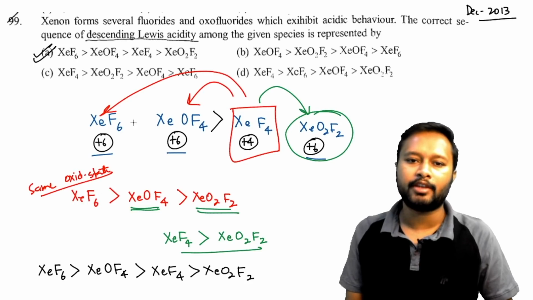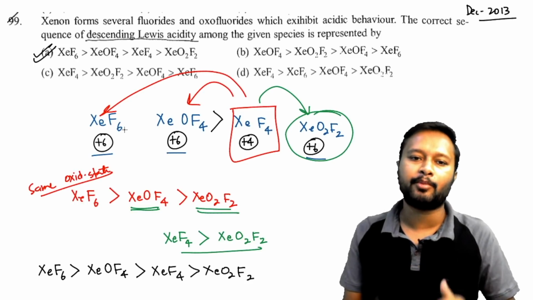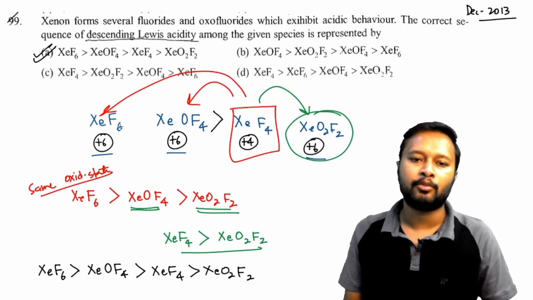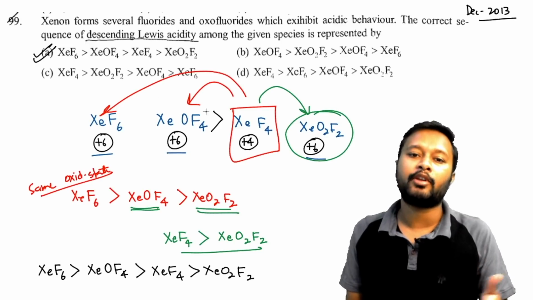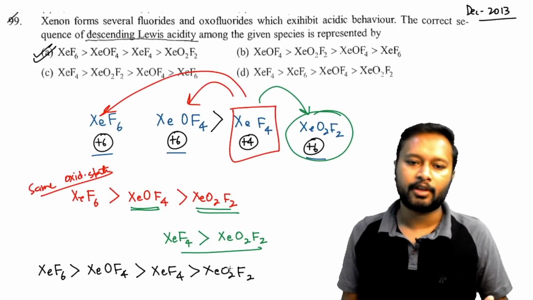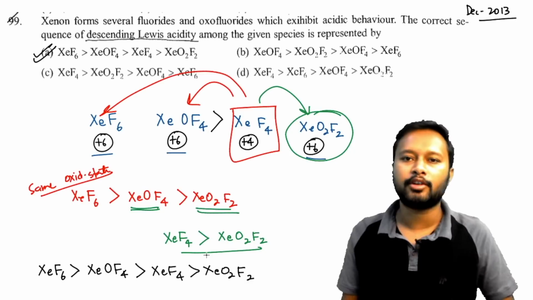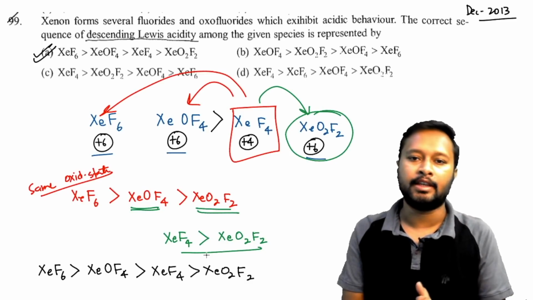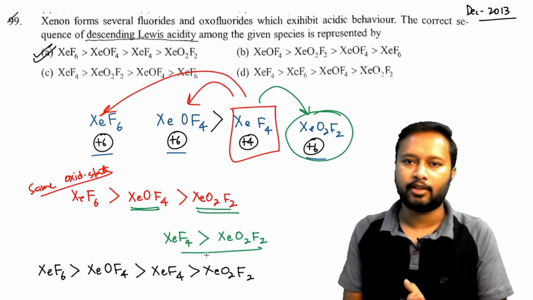Alright, and among these two, how have you compared? Based upon the same oxidation state, so the F content. So more F content in the first one, that's why it is more acidic. So the first one is more acidic than the second, the second more acidic than the third, and the third more acidic than the fourth. That should be the correct order, and that's how it should be done. Okay, so just by following these three rules, you can easily find out the acidic strength of xenon compounds.